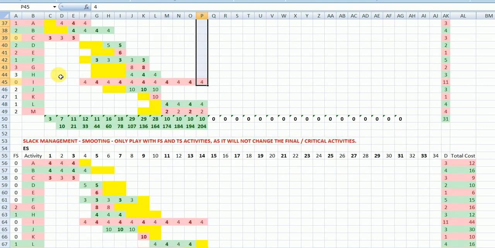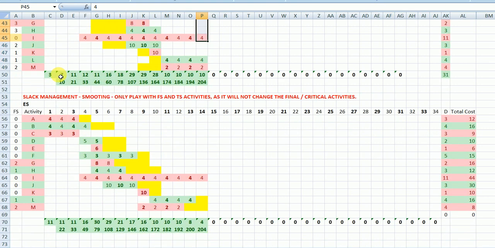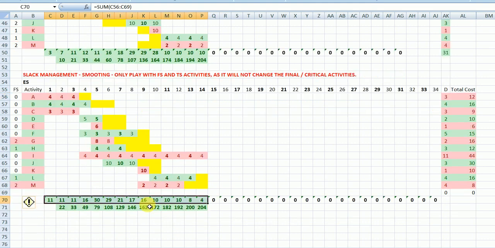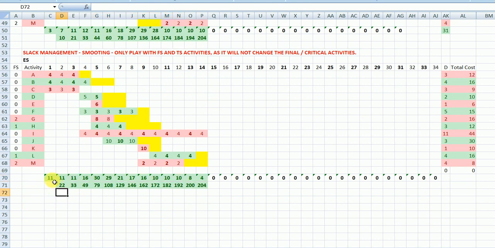So what's the story here is slack management or smoothing. What's the meaning of slack management? I want you to look at these numbers here. Let's say something is not normal. It's not level. Say 11 is here, then 16, then 30. It's like a sudden peak, then gradually decreases, and then here there is underutilization of the resources.